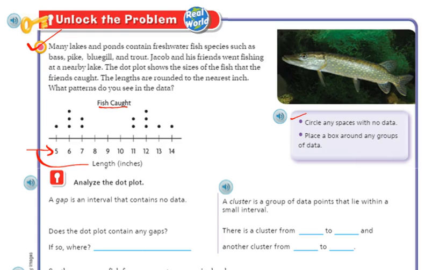Here it says circle, just underneath that picture of the northern pike. It says circle any spaces with no data. So if you take a look here, you'll notice that there were no fish caught for 8, 9, or 10 inches. All right. Place a box around any groups of data. If I'm going to look at how this data is grouped, I'm going to box in this set of data, and I'm going to box in this set of data. All right, so we're looking at some clusters and we're looking at some gaps.